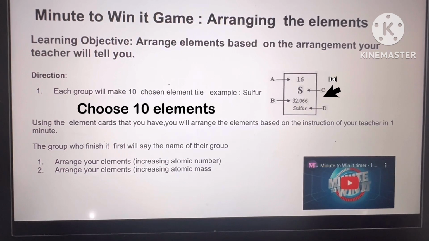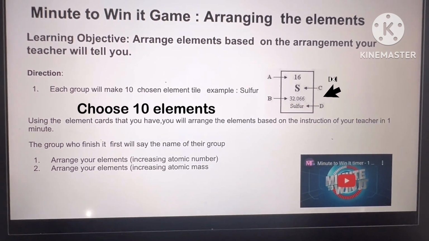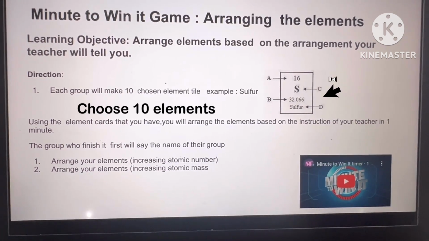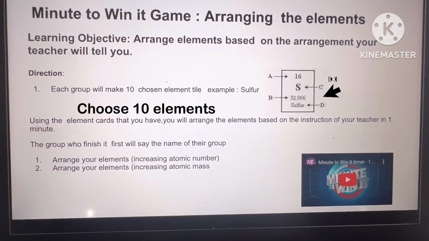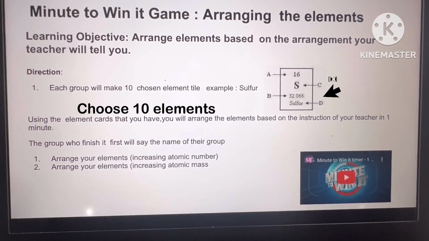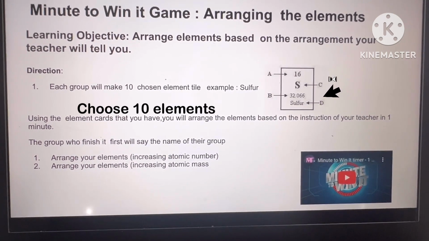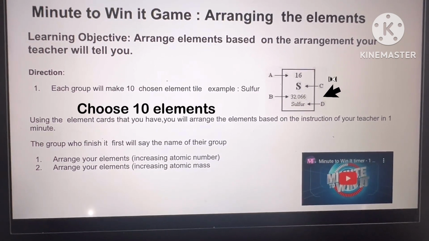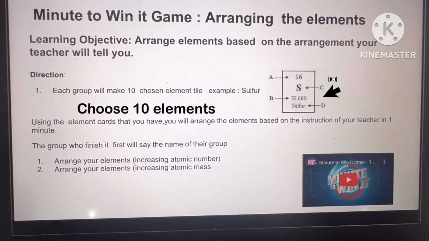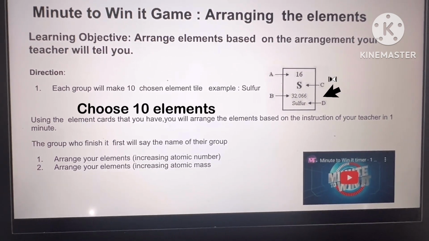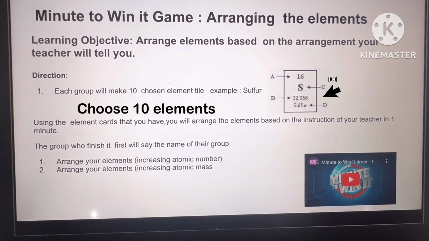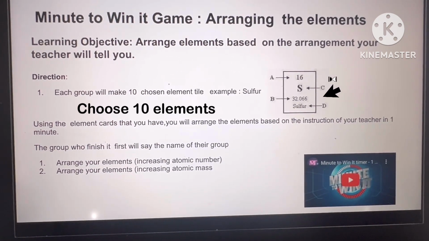And then using the element cards that you have, you will arrange the elements based on the instruction of your teacher to play minute-to-minute. Example, arrange your elements according to increasing atomic number. Whatever is the instruction of your teacher, that is the one that you will follow. And you have a minute to win it. Ready?